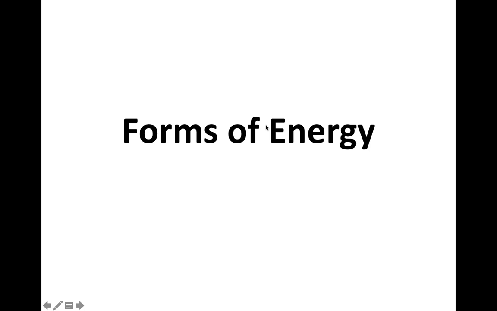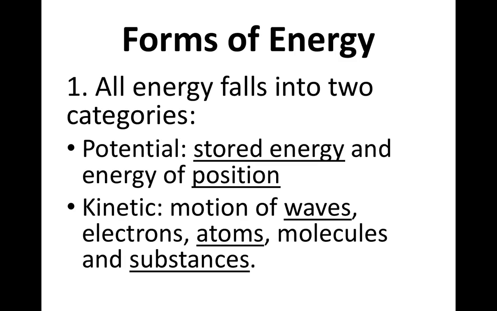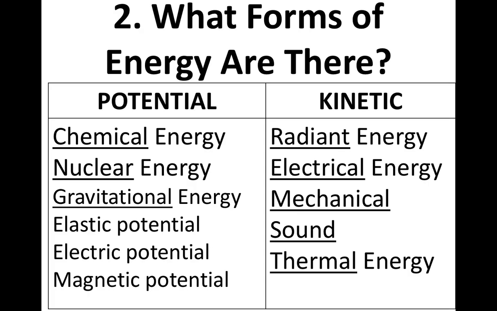Okay, welcome to the lesson on forms of energy. All energy falls into two categories: potential energy, which is stored energy, and energy of position, which we've just learned about, and kinetic energy, the motion of waves, electrons, atoms, molecules, and substances. There are several forms of energy which fall under the category of either being potential or kinetic.